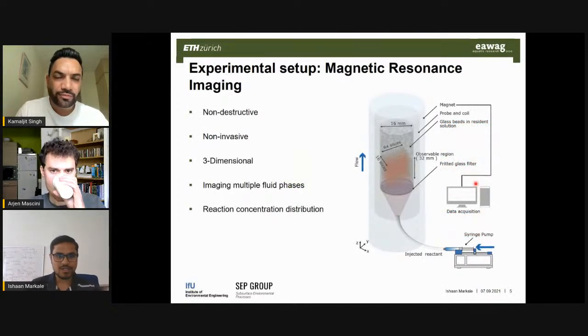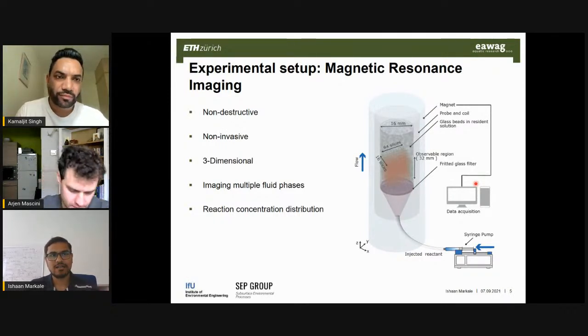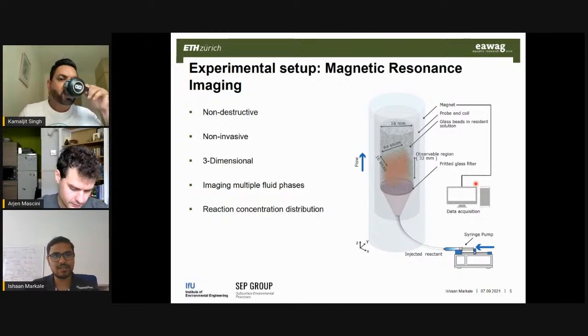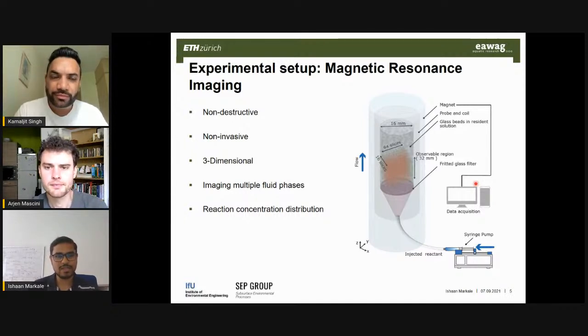So just to give you a background on how we actually study this, the technique that we use is magnetic resonance imaging. The reason for using this is that it's first of all non-destructive and non-invasive, so there's no need for any tracer particles in order to study these reactions. And it's three-dimensional, so we get three-dimensional maps of reactions inside this pore space that we want to study, and we can image multiple different fluid phases as well, and we get a distribution of the concentration inside the porous medium.